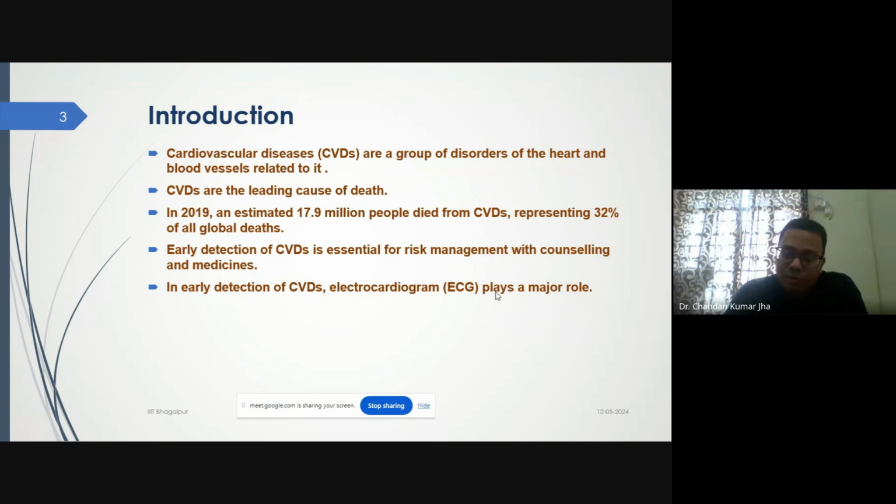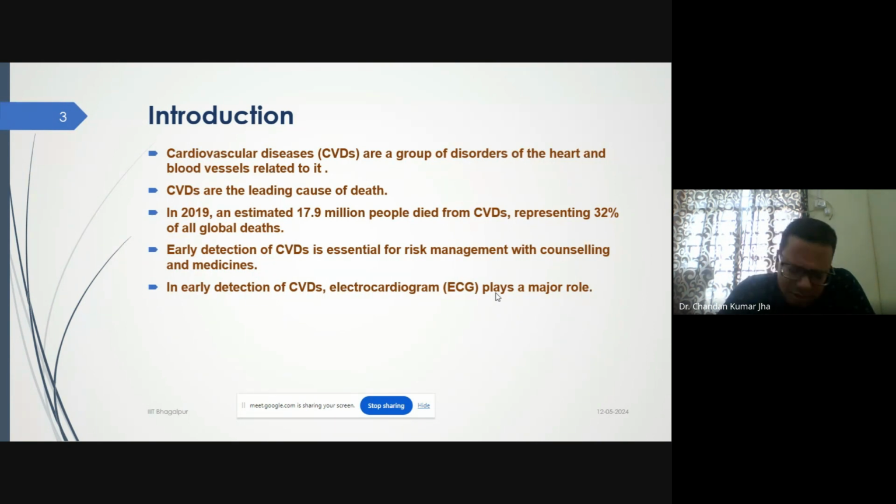By these statistics, you can understand how severely this affects our life and how life threatening it is. Due to these statistics, early detection of CVD is essential, and by early detection, you can manage the risk with counseling as well as medicines. For early detection, the widely used tool in terms of signal is the ECG, and basically ECG is what? Electrocardiogram.